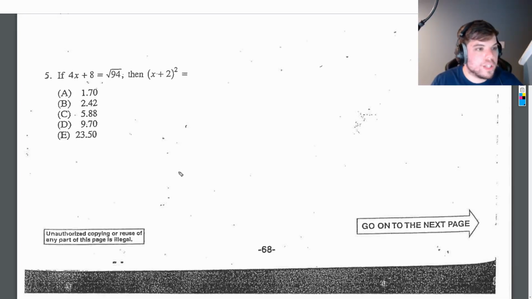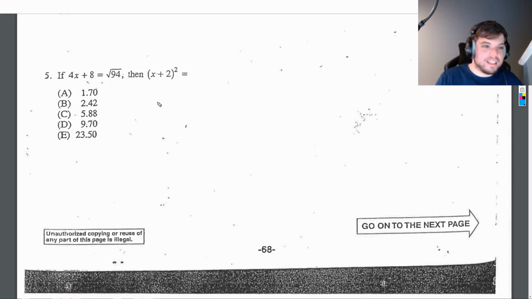If 4x plus 8 equals the square root of 94, then x plus 2 squared equals... I see a very nice way to do this problem. So, this is a trick. Whenever a problem is not just asking you to find x, but asking you to find x plus 2 squared, what you could do here is solve this equation for x, then take that x, add 2, and square it. That's a lot of steps. I would postulate that we don't have to do all that.